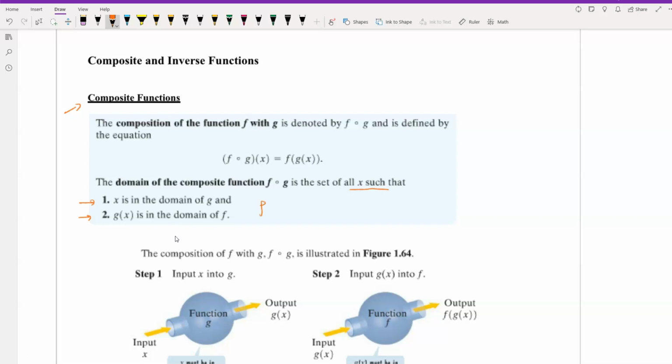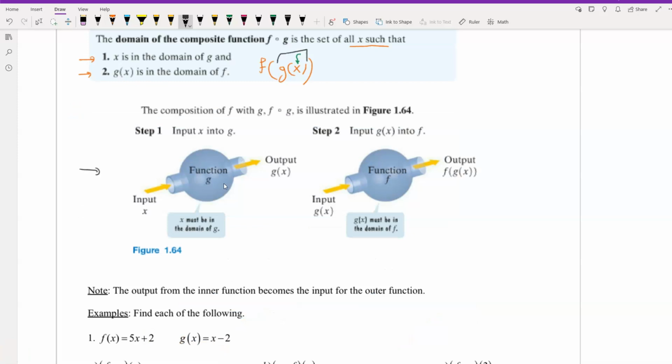So here, based on what we have for f of g(x), this x is input for what we have for g of x. So that means x is in the domain of g. And g of x is input for this function f. That means g of x is in the domain of f.